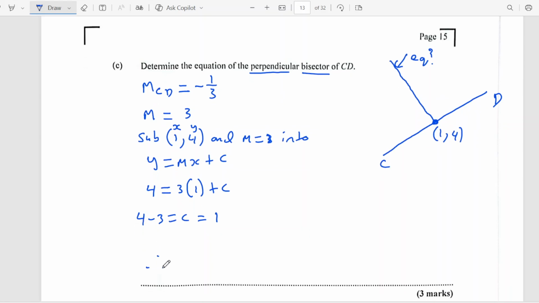So therefore, the equation of the perpendicular bisector will be y is equal to mx plus c. M we calculated as 3, x, and the y-intercept we just calculated as 1. So y equals 3x plus 1.